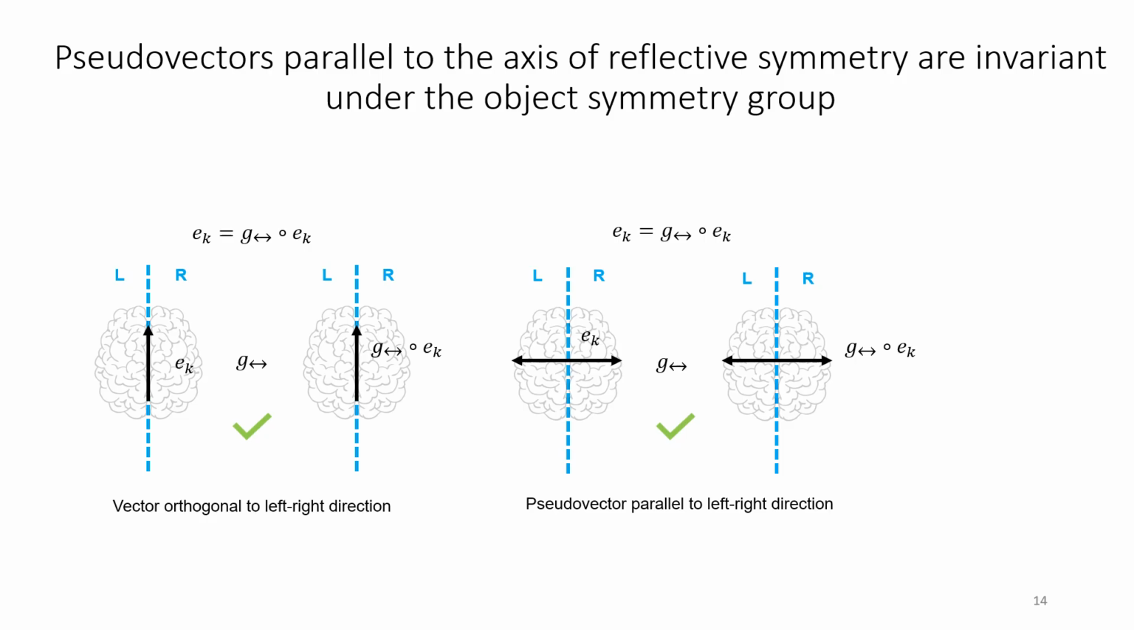Here we introduce the concept of pseudovectors, which are similar to vectors in that both are rank 1 tensors that transform in the same manner under proper rotations. The difference is that while vectors undergo a sign change under inversions, pseudovectors are invariant under inversion. So if you are unfamiliar with the concept of pseudovectors, you can imagine them as double-headed vectors because one direction is equivalent to the opposite or inverted direction. So because vectors parallel to the left-right axis are inverted by the object symmetry group, pseudovectors parallel to the left-right axis are invariant under the object symmetry group.